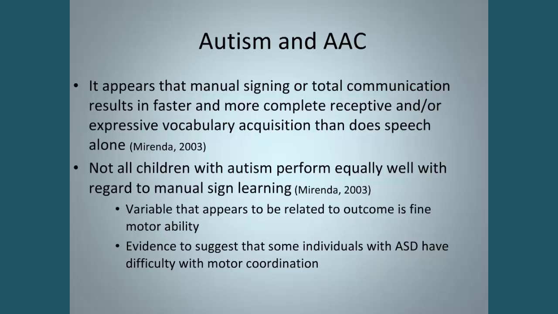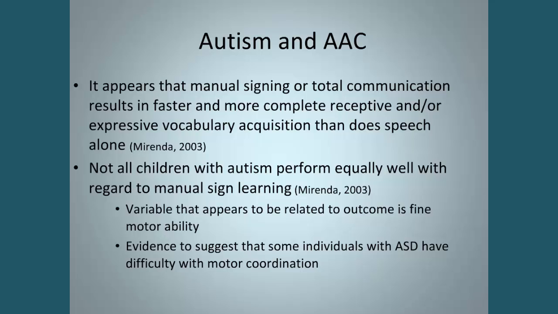So let's talk a little bit about autism and AAC. It does appear that manual signing or total communication results in faster and more complete receptive and/or expressive vocabulary acquisition than does speech alone. So remember that sign language is unaided. You kind of can run what you brung. Your hands are there with you. You don't have to remember a picture or a device or things like that.